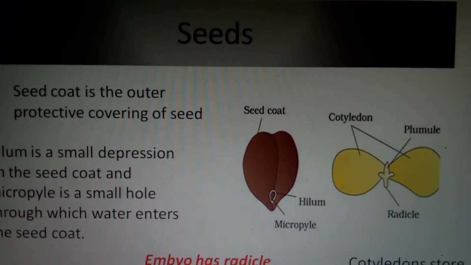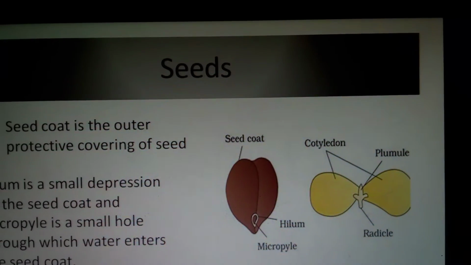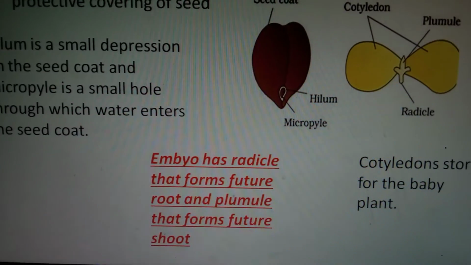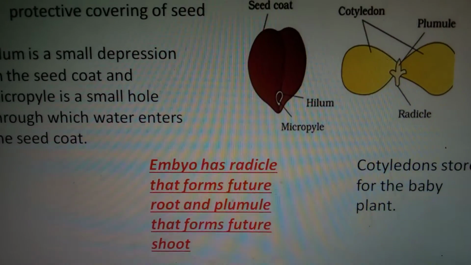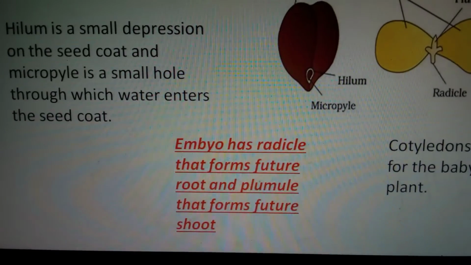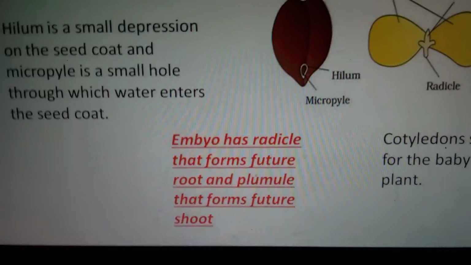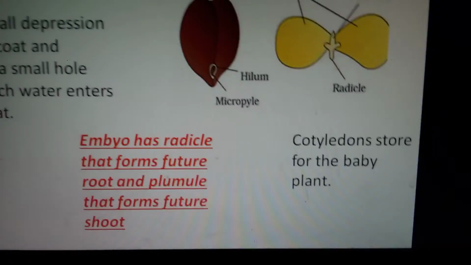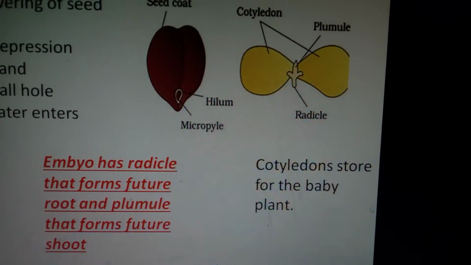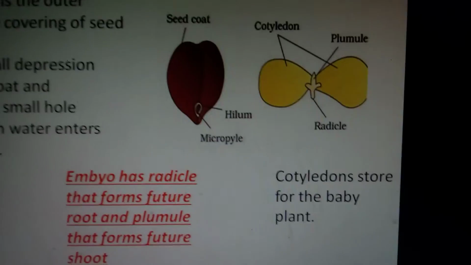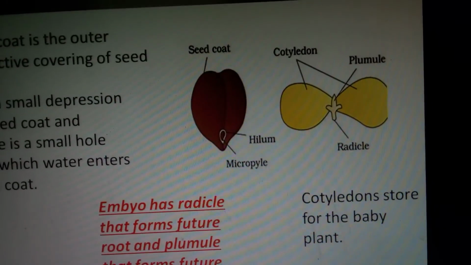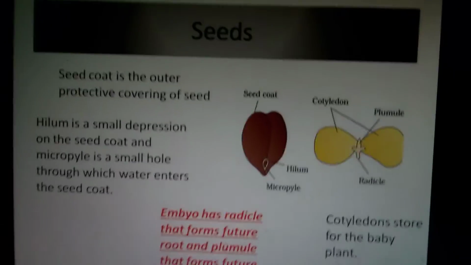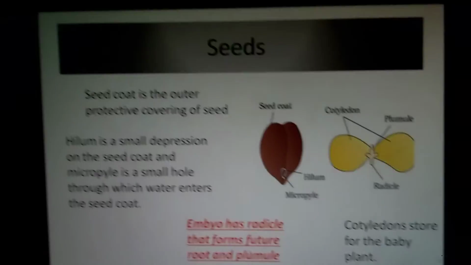The embryo has a radicle that forms the future root and a plumule that forms the future shoot. Cotyledons store food for the baby plant. When the baby plant has grown, the embryo grows into a seedling, and then the cotyledons are shed. So this was about seeds.